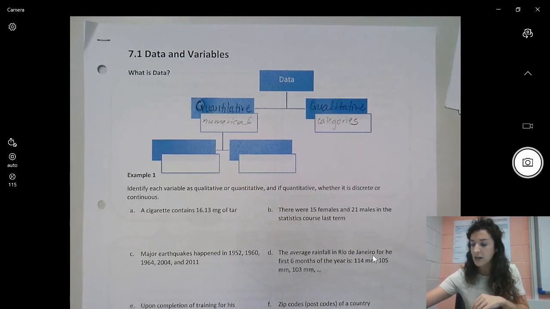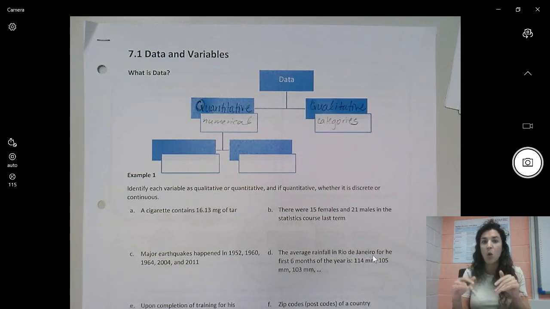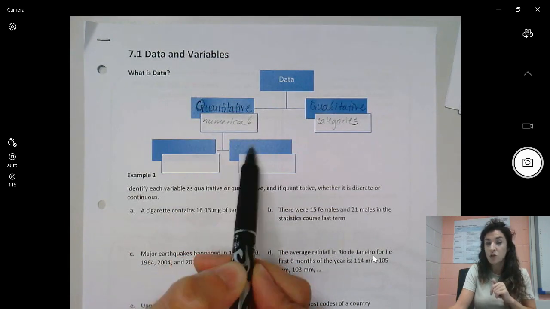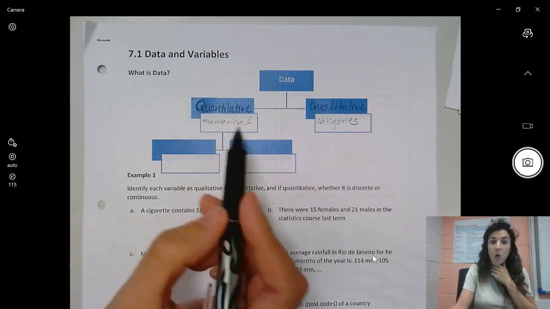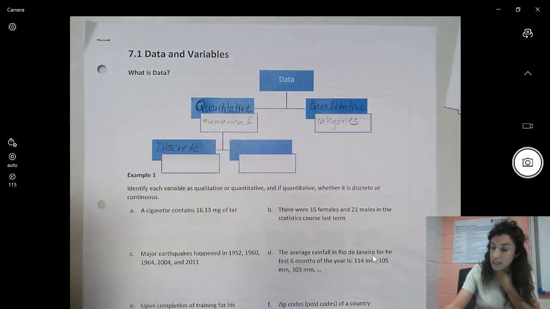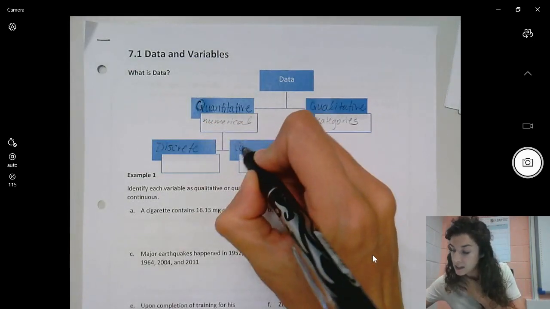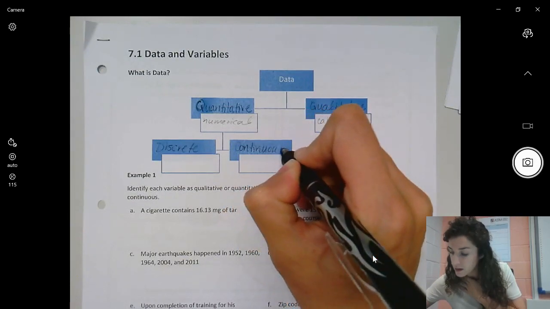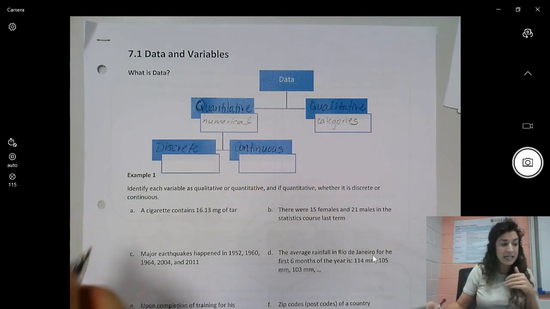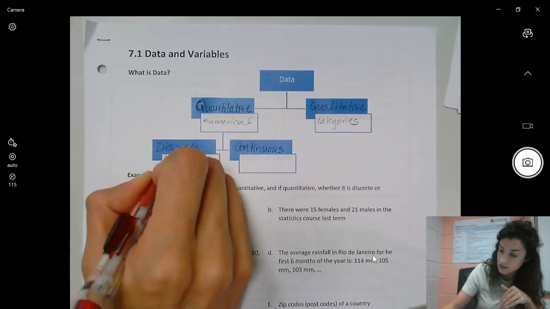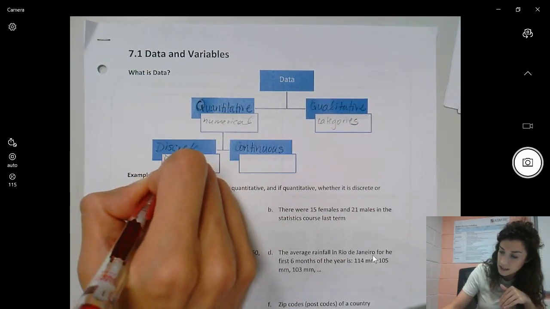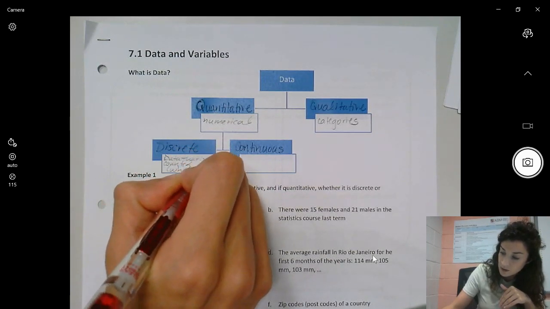Our next subcategory is underneath quantitative. After we say, okay, this is quantitative, you go down below and there are 2 different types of data that go under quantitative. They are discrete quantitative data and continuous quantitative data. Discrete data is data that is counted. Typically, these are whole numbers.